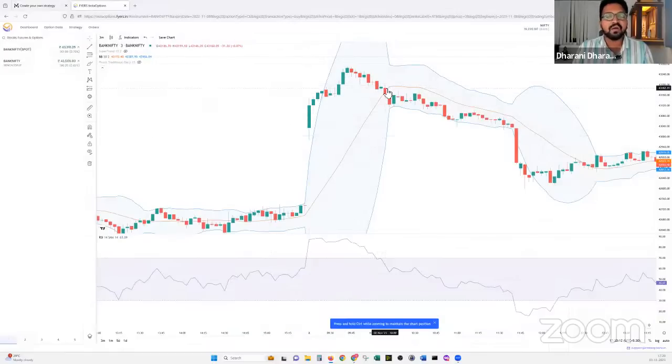What I'm doing over here is I have a bullish bias on the market. So now I need to buy a call option or I need to buy a put option. I have a bullish view on the market. So now I need to buy a call option or a put option.